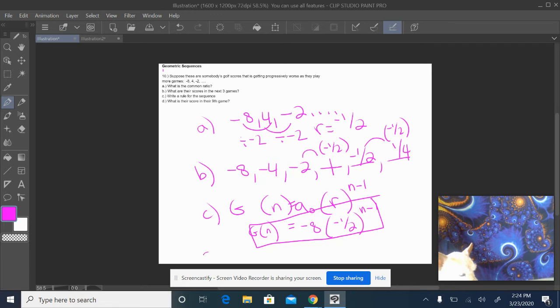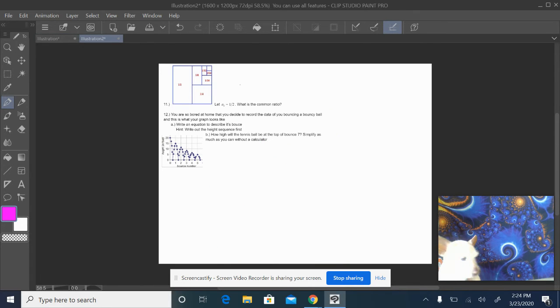All right, and D, now I want to know what is the score in the 9th game. So now my function is in terms of 9. So g of 9 equals, I'm just going to take that same function, and then this time n is equal to 9, so n minus 1 is equal to 8. And because we don't have a calculator, we're just going to leave it like that. All right, so then we're going to go to the next problems.